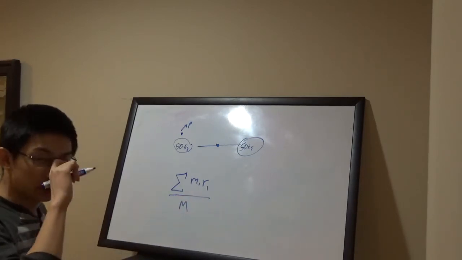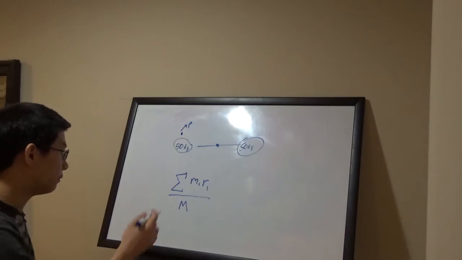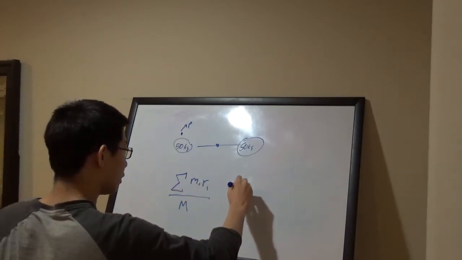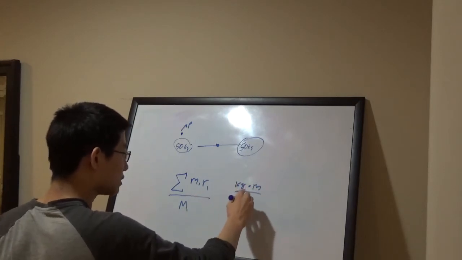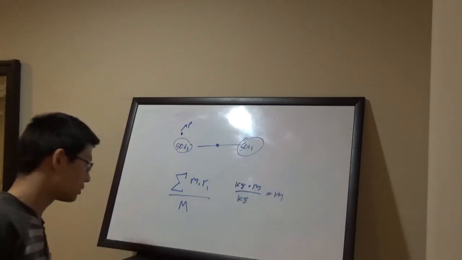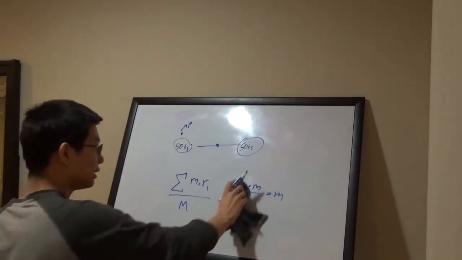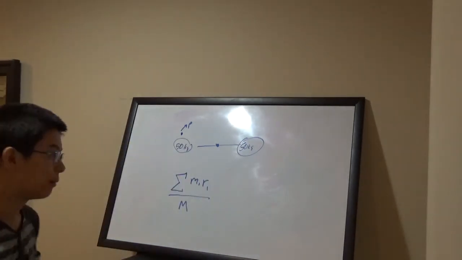And if we do some unit analysis, this is mass, so it's going to be kilograms times meters divided by mass, which is kilograms, and our units are going to end up in meters. So we're going to get some distance, and that distance is going to be our center of mass.